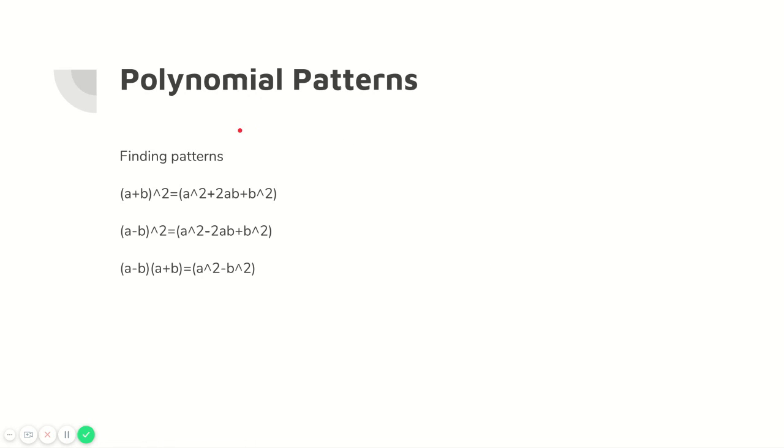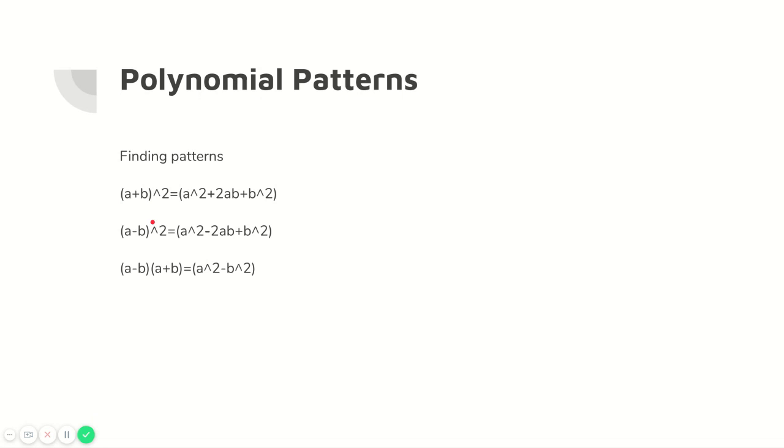So now let's talk about polynomial patterns. This slide is just some common patterns that you should keep in the back of your head. When you see these types of patterns, you know how to automatically factor them. So let's see, a plus b squared. If you expand this, you will get a squared plus 2ab plus b squared. And if you find any polynomial in this type of pattern, you'll be able to shape it down to a plus b squared.